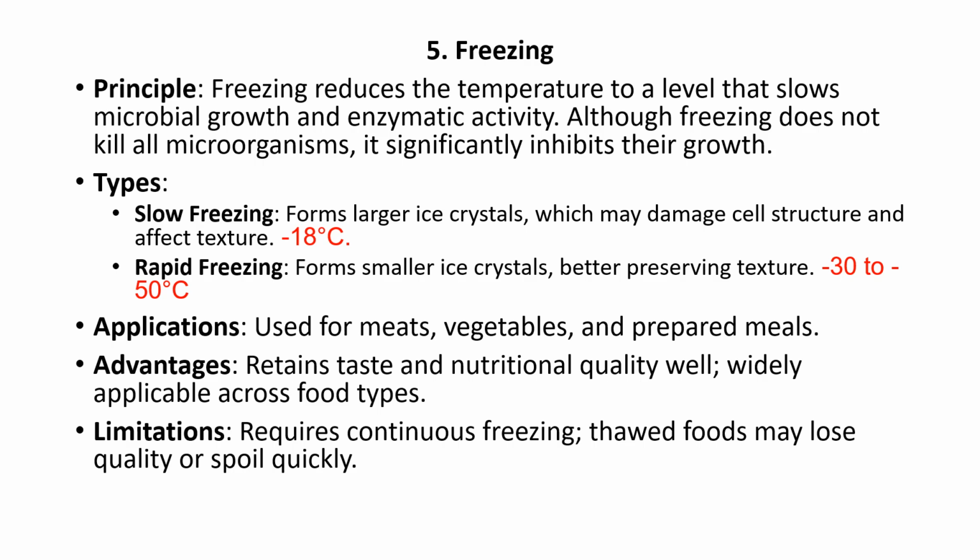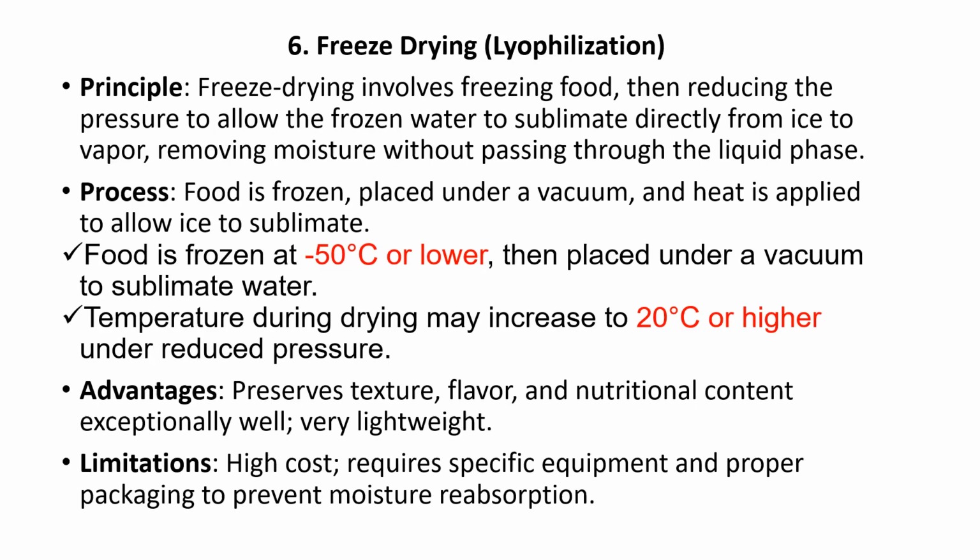Next is rapid freezing, which forms smaller ice crystals, better preserving the texture of the food, and here the temperature is minus 30 to minus 50 degrees Celsius. Now application: used for meat, vegetables and prepared meals. Advantage: retains taste and nutritional quality well and is widely applicable across food types. Limitation: requires continuous freezing. Thawed foods may lose quality or spoil quickly.